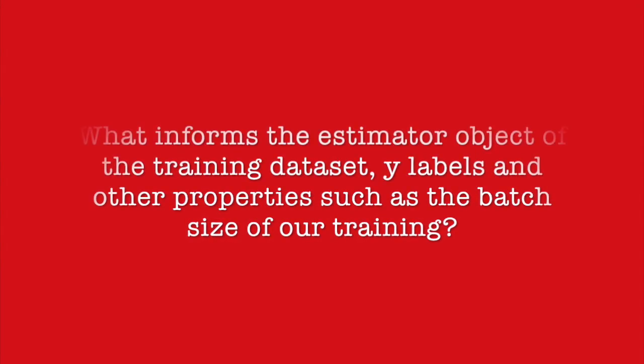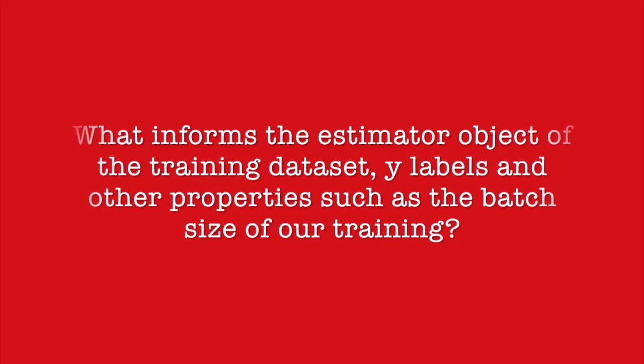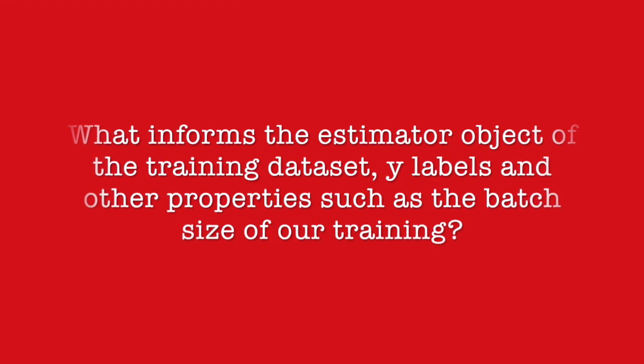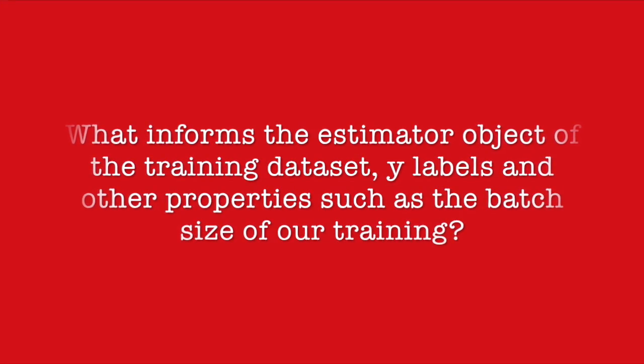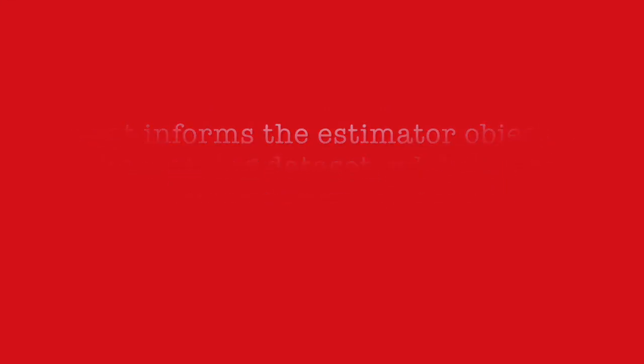When you use an estimator to perform linear regression, how does the estimator object know what the training data set is, what the Y labels are, and other properties of the regression, such as the batch size or even the number of epochs? How does it get this information?